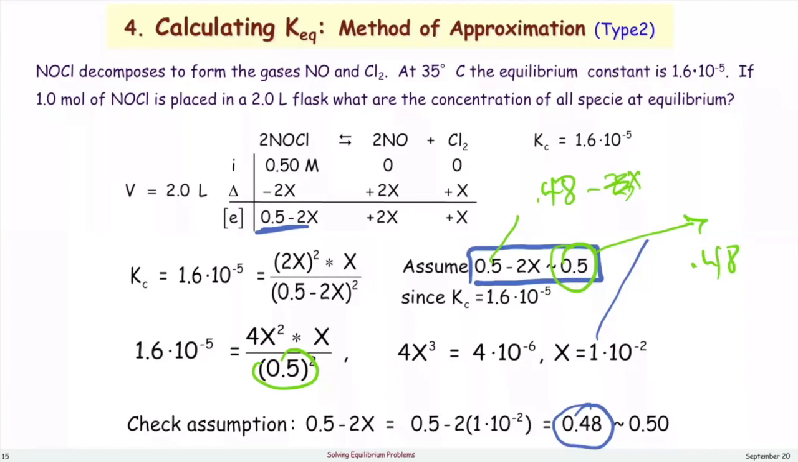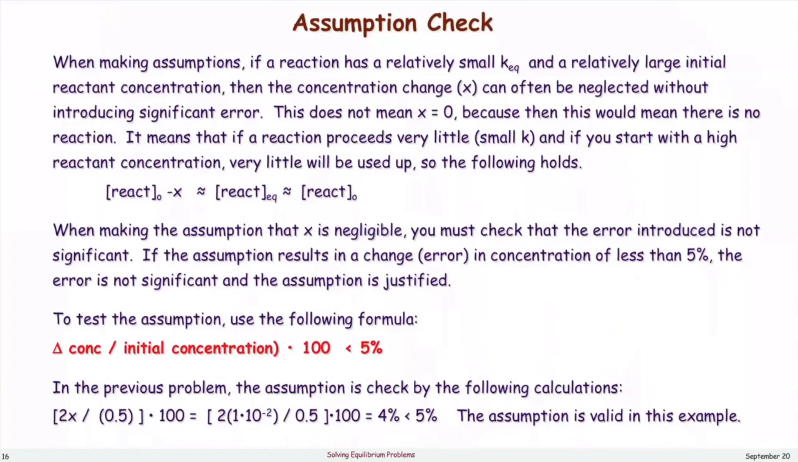So how do you validate that the 5% rule will work even before you start? Well, first of all, know that you can do a simplifying assumption if K equilibrium is small. How small? About 10 to the minus 3, definitely by 10 to the minus 4. But it actually is also important that your initial concentration is somewhat large.